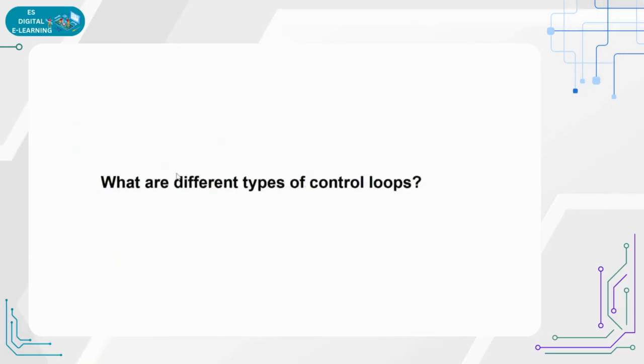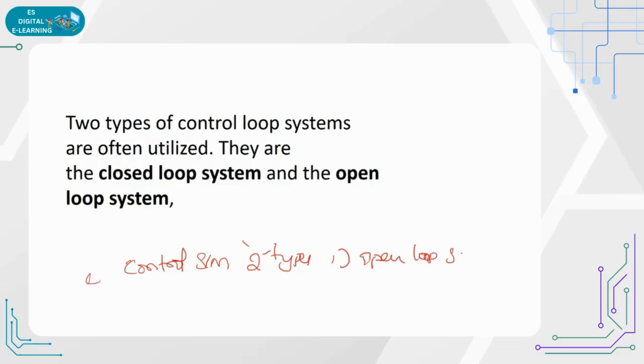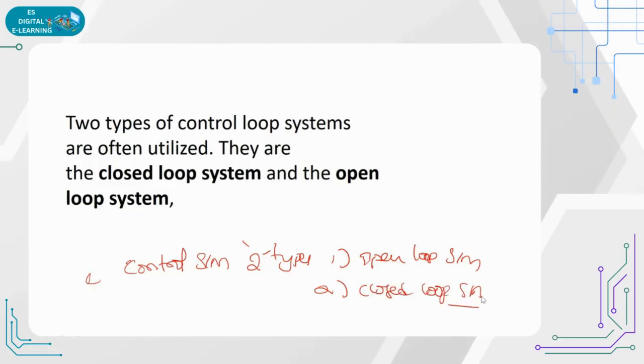Clear, right? Now, coming to the types of control loop system. Here, loop is nothing but the system itself. There are two categories. You can write down: control system has two types, open loop control system and closed loop control system.